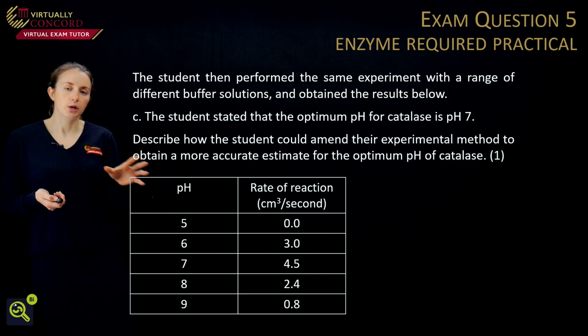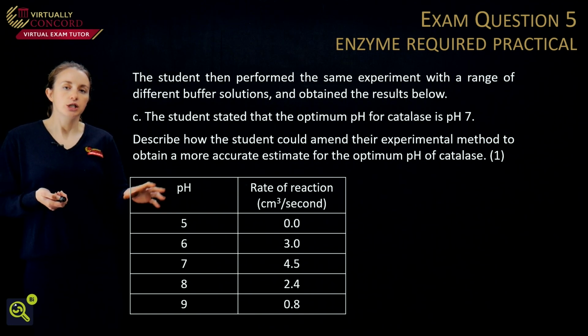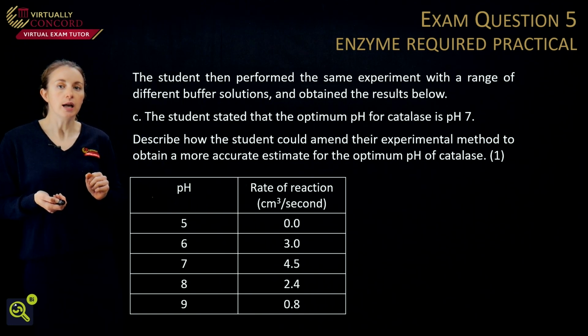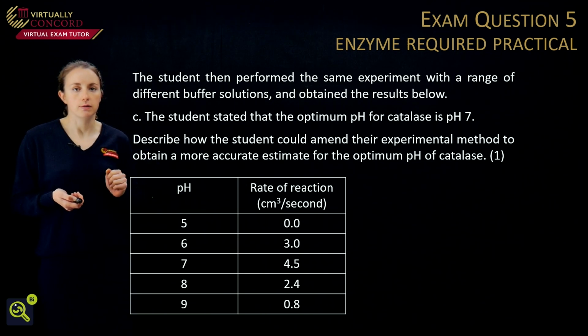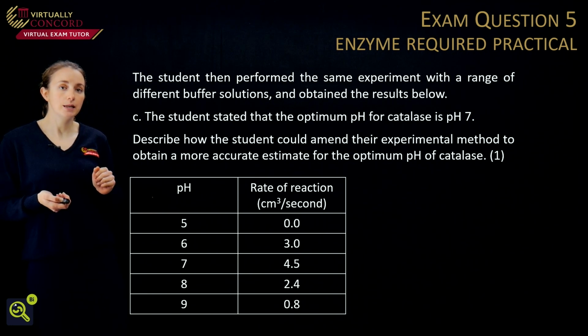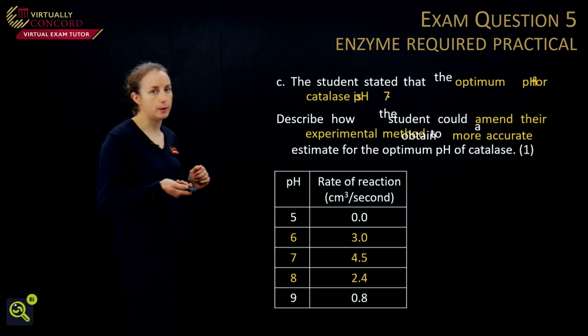Part C, the student has now done all of her pH values, and she is starting to compare her different rates of reactions for those pH values, and she has stated that the optimum pH for catalase is pH 7, because that's when she got her fastest rate of reaction. And the question asks you to describe how that student could amend their practical method to obtain a more accurate estimate of that pH value.